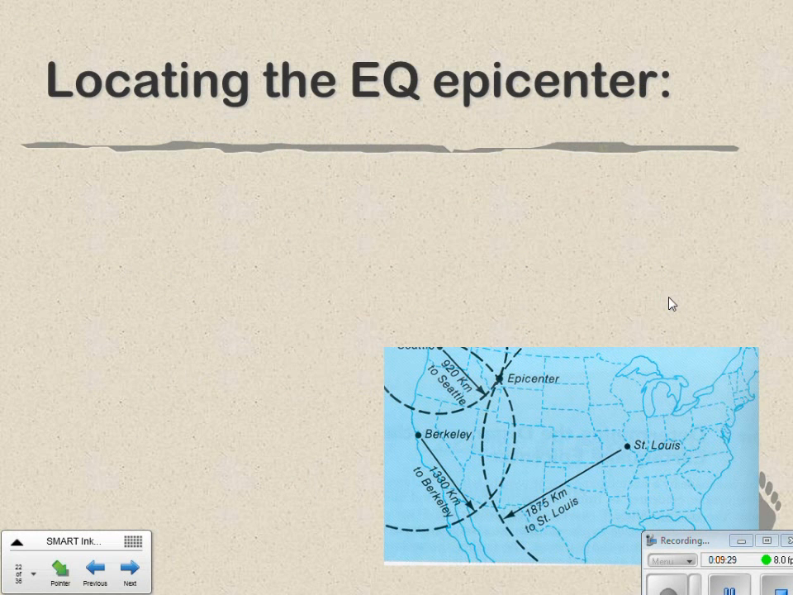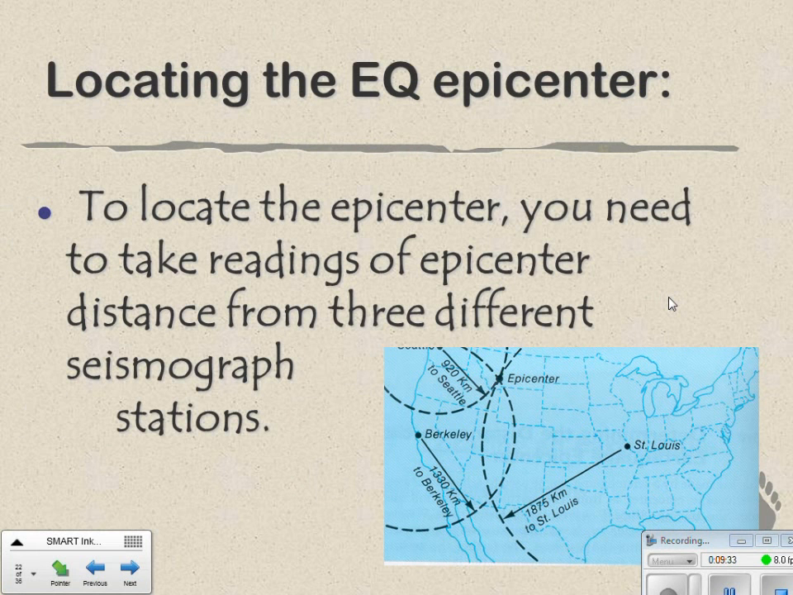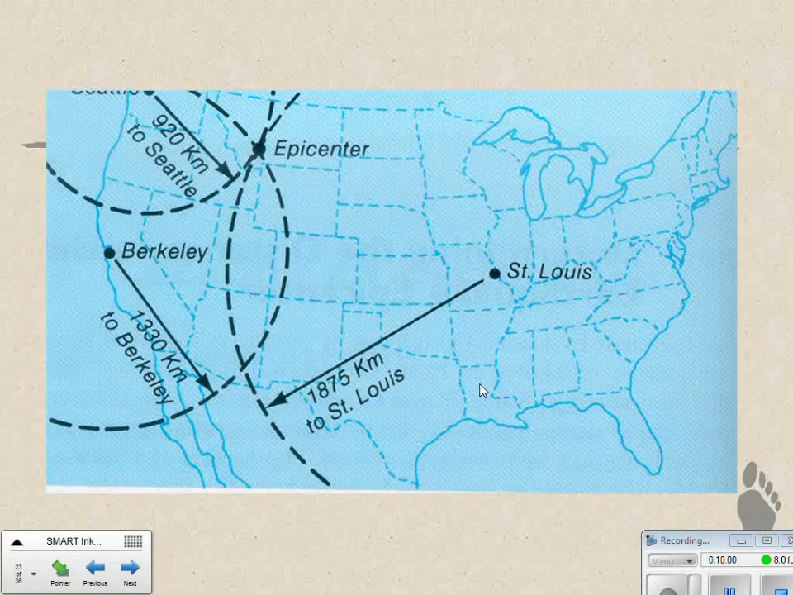And in order to locate the epicenter of an earthquake, you have to take readings from 3 different seismograph stations. And then from each one, you get a circle. If whoever's in St. Louis says, oh my goodness, I felt an earthquake, and they call up these people in Berkeley and they say, oh yeah, we felt the earthquake too, and they each draw a circle away from themselves, well, they have to get on the phone and talk to somebody in Seattle and figure out how far away was the earthquake from you in order to get a specific location.